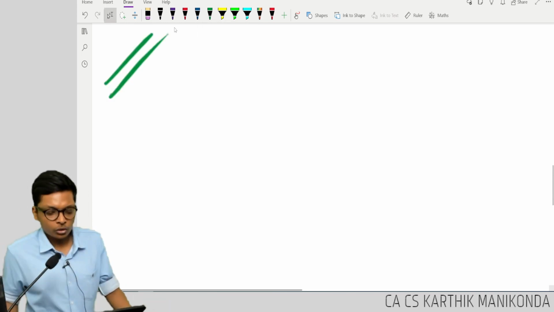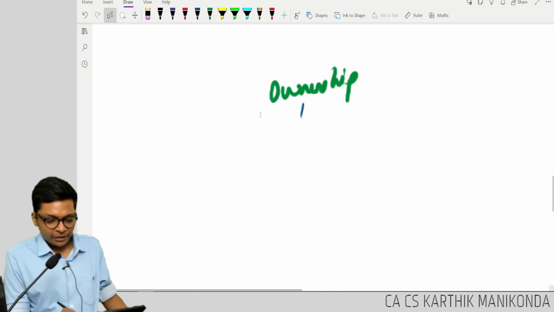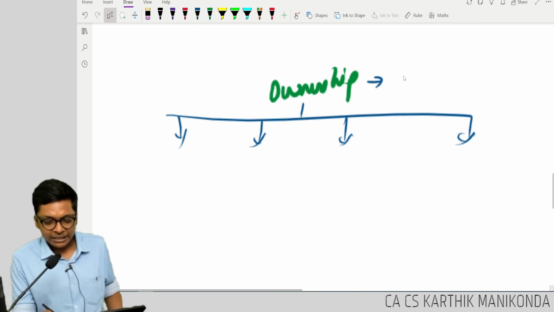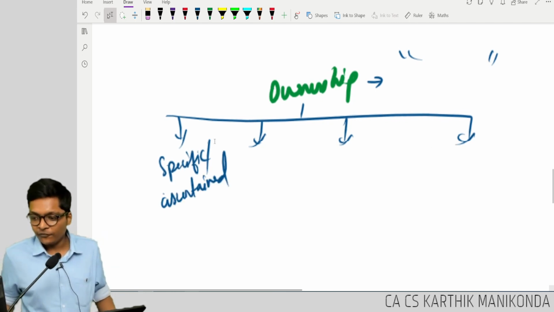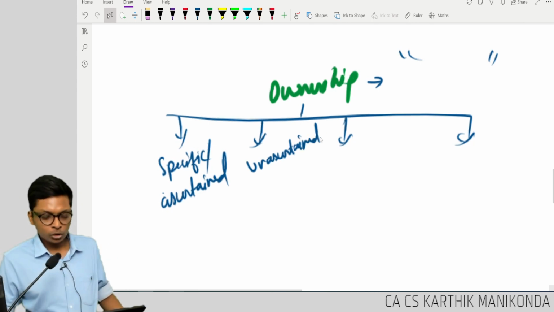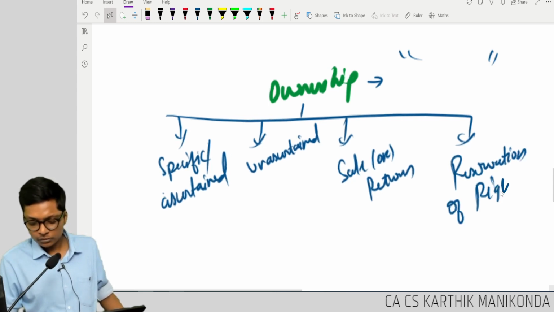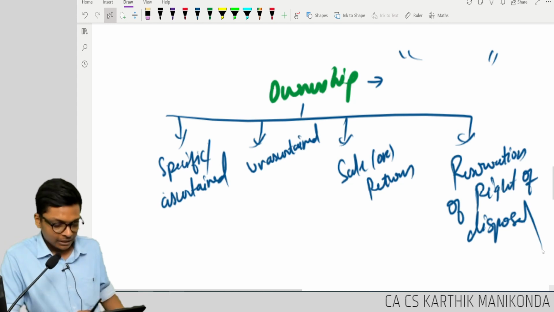Now, follow transfer of ownership. It depends. In this, we are going to classify into 4 types of cases. In transfer of ownership, what is the default rule? First, then we have transfer of ownership in case of specific or ascertained goods. Transfer of ownership in case of unascertained goods. Then in case of sale or return or sale on approval basis. And the last one is reservation of right of disposal of goods. These 4 things is what we have in this chapter, guys.